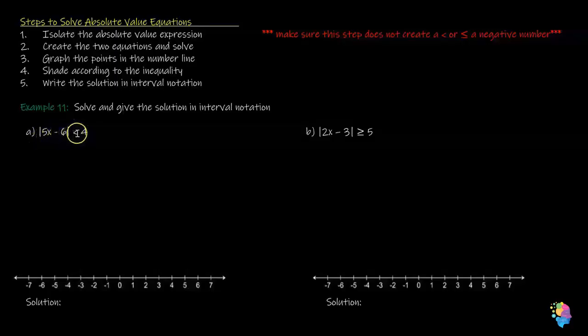Then, since this is less than, I have to make sure that we don't have a less than or equal to a negative number. And we don't. This is a positive 4, so then we are okay. We move on to number 2.